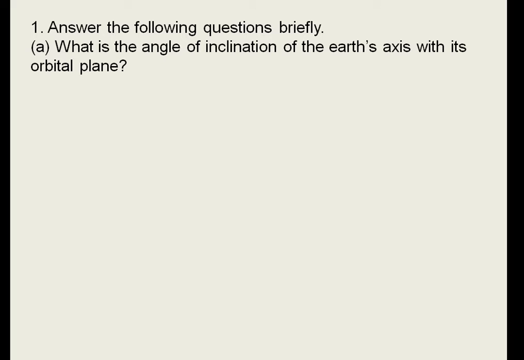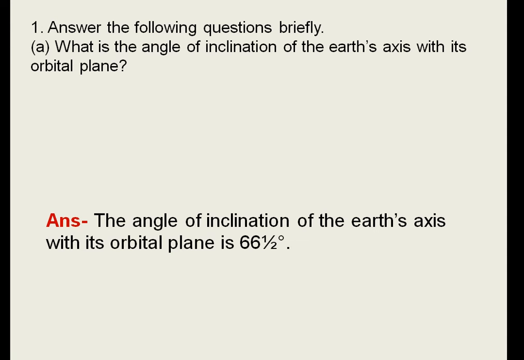Most of the time the students write the incorrect answer. They are not getting what to write here. I am giving you the correct answer. Please see it. If you have written an incorrect answer in your notebook, please change it. The angle of inclination of the earth's axis with its orbital plane is 66.5 degrees. This is given in the textbook, at the start of the chapter, motion of the earth, downside after the definition of rotation and revolution.